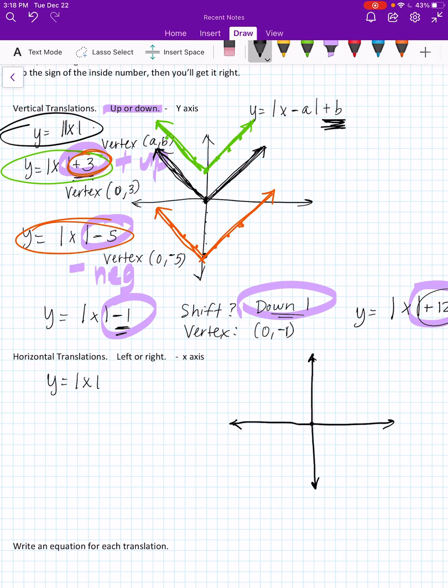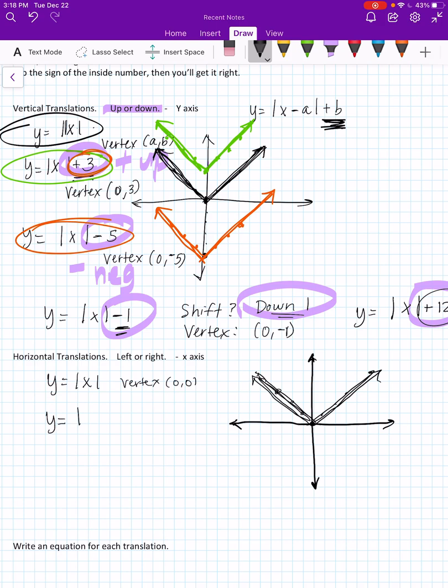So this again, vertex would be 0, 0. And the slope is 1, so it's up 1 over 1, up 1, back 1, up 1, back 1. And you should remember that from the last time we did absolute values. So this is the original. Now, notice what's going to happen now. Jeez, I'm not very good at freehanding. Okay, so now watch this.